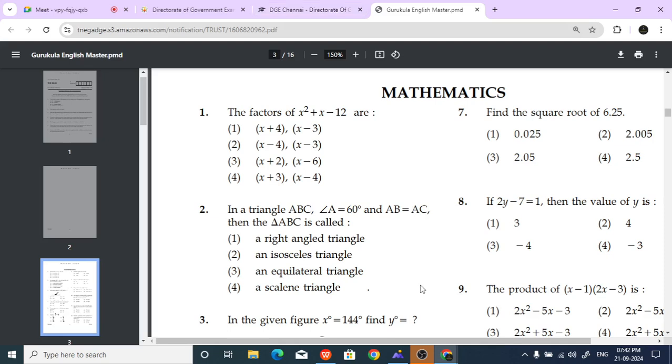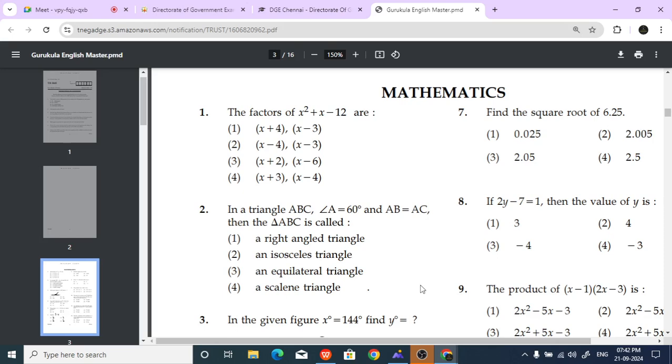What is a right angle triangle? One angle with 90 degree. That is right angle triangle. Okay. One theorem will apply for a right angle triangle. What is the theorem?